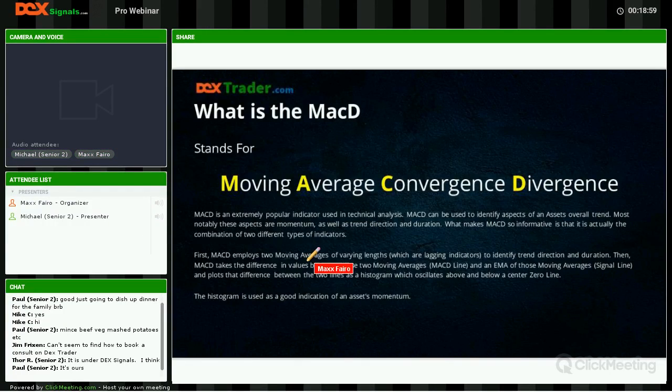So the MACD is an extremely popular indicator used for technical analysis, and what it identifies is an overall trend. It employs two moving averages, which measure how much the price has moved over an average amount of time, and this makes it what we refer to as a lagging indicator. It can identify trend, direction, and what we refer to as momentum. This is the difference between those two lines, and that's what creates the histogram, which I'll show you online on that system.